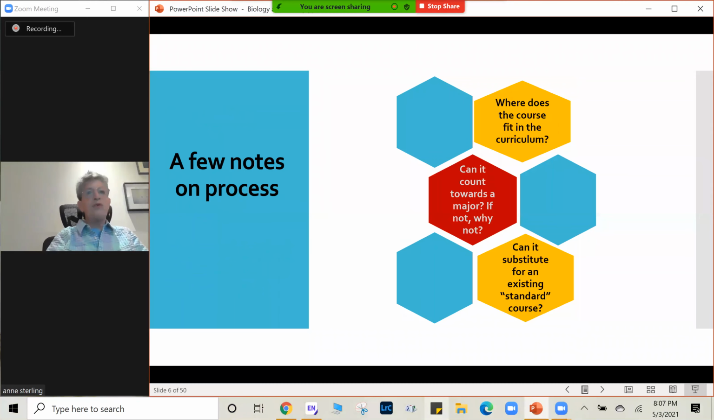Let me start with a few notes on process. First, as you're deciding what course to teach and working on it, you need to think for yourself and discuss with your colleagues, where does the course fit in the curriculum? For example, can it count towards a major? And if not, why not? Which students would you expect to take the course?